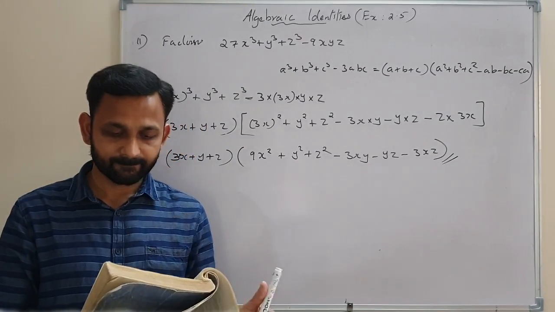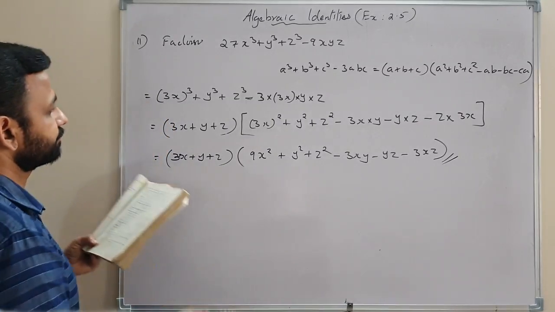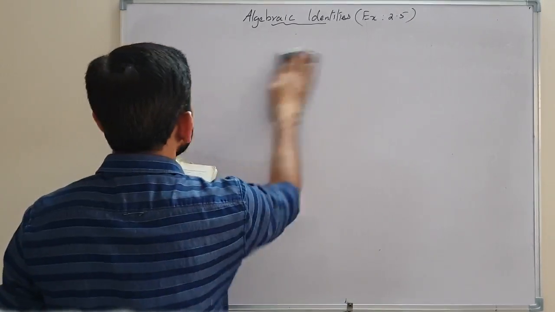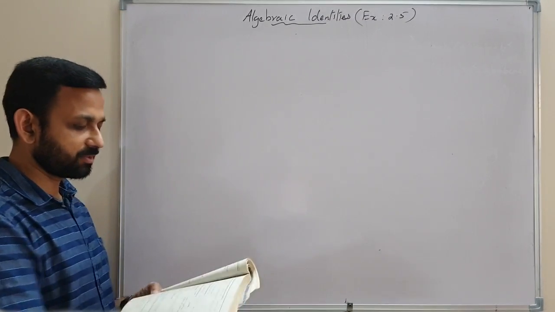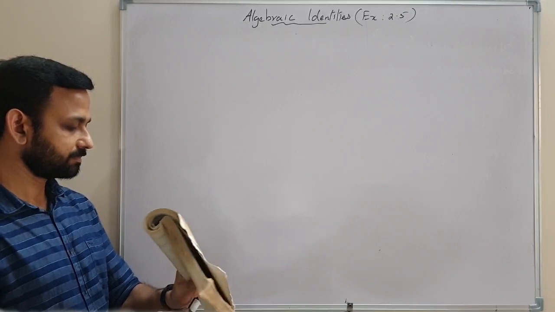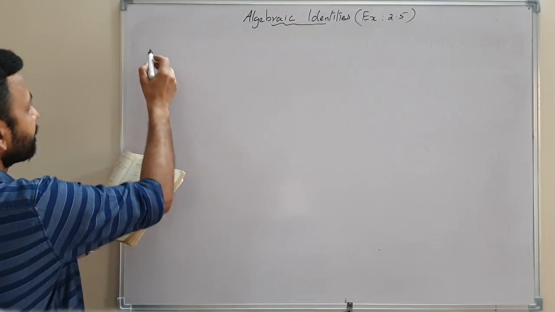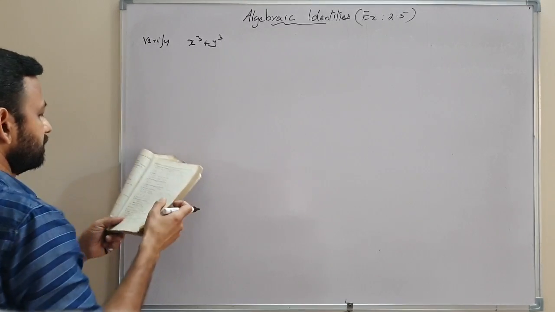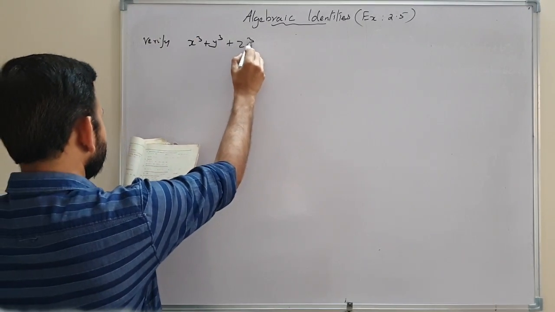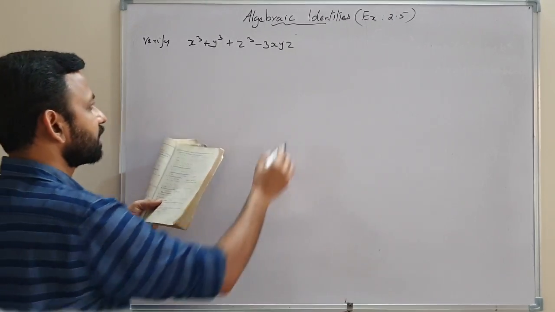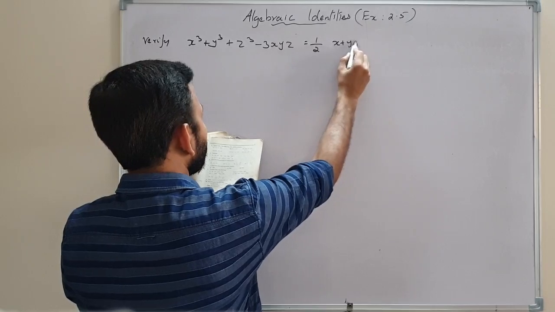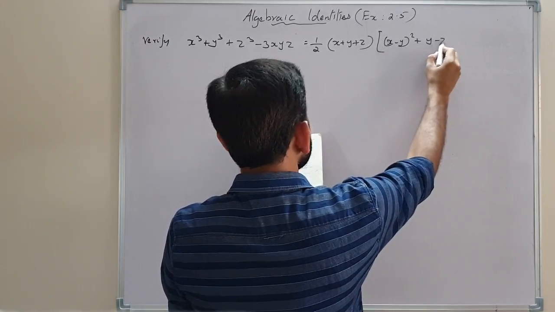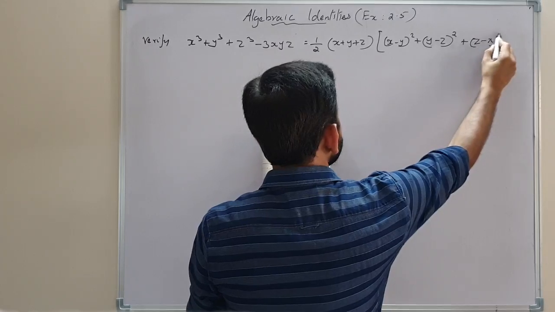Now we will do question number 12. Verify x cube plus y cube plus z cube minus 3xyz equal to 1 by 2 into x plus y plus z into x minus y whole square plus y minus z whole square plus z minus x whole square.